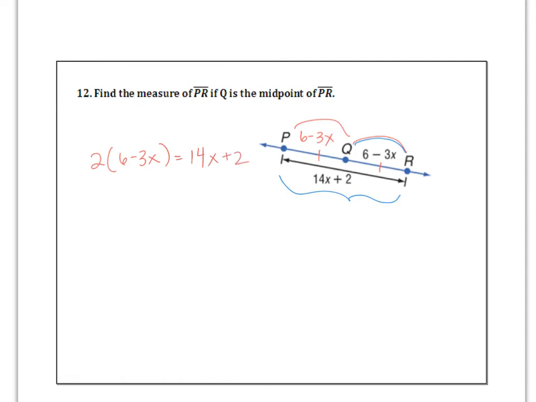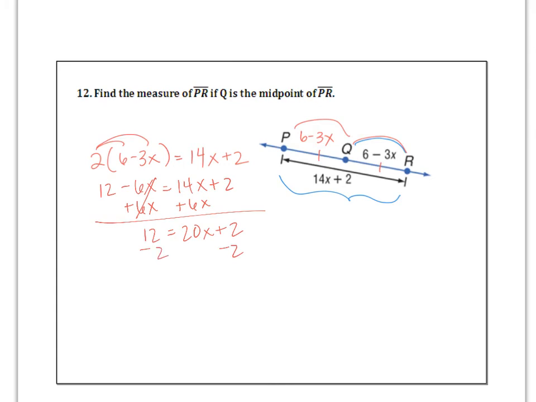And now we can solve. So we haven't done this yet, but remember this is called distributing. So we're going to distribute there. So we have 12 minus 6x equals 14x plus 2. And then just keep solving using your algebra. I would get the x's together next. So move the 6x by adding the opposite. You have 12 equals 20x plus 2. Subtract your 2. 10 equals 20x. And this is one you divide by 20.